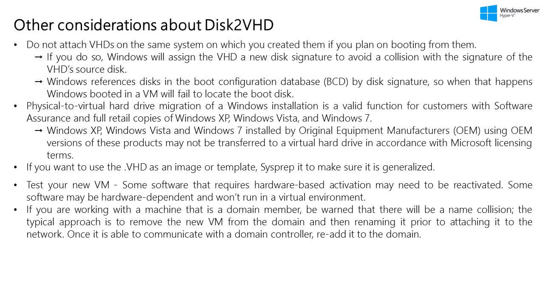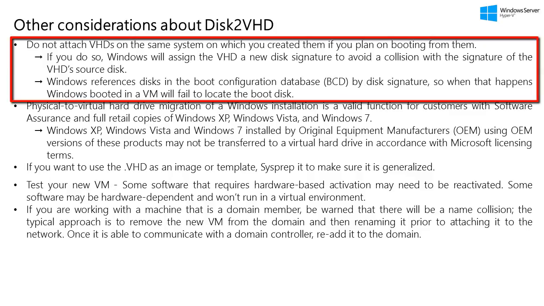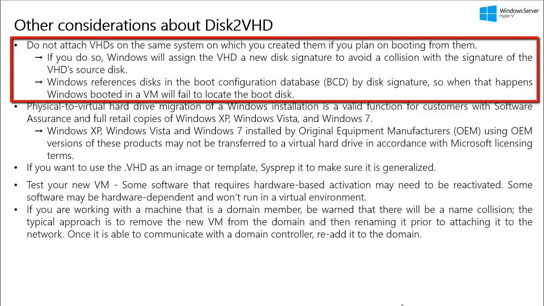All right, so there are some other considerations you have to make about Disk2VHD. So the first thing is, you should not attach the VHDs on the same system on which you created them if you are planning on booting from them. Because if you do that, Windows will assign the VHD a new disk signature to avoid any kind of collision with the signature of the VHD source disk. Because Windows references the disks in the boot configuration database, BCD, by disk signature. So when there's a disk signature collision, the VM will fail to locate the boot disk.